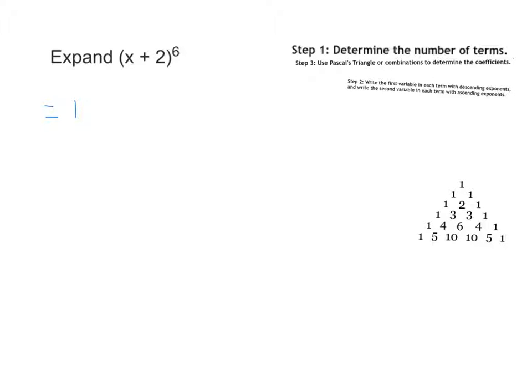1, 6, 15, 20, 15, 6, and 1. That's 7 terms. So those are the coefficients.